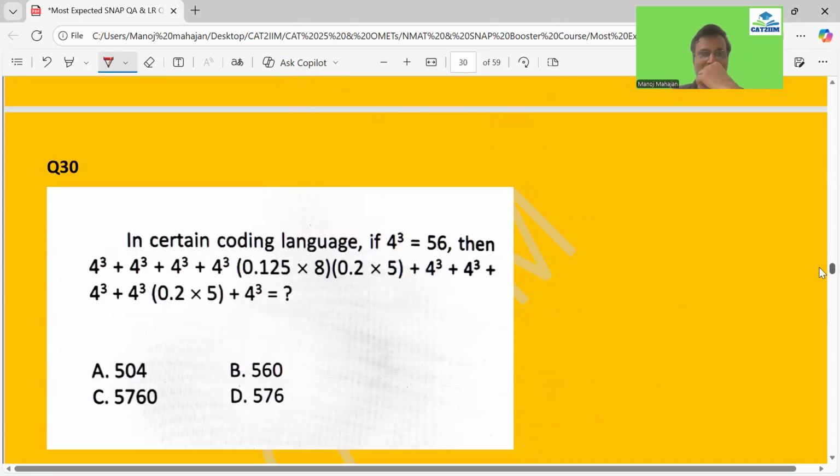Yeah, this is an interesting problem. So you can expect it in the SNAP again. So 4 cube is given as 56. So once, twice, thrice, there's actually 1. So 4 times. This is also 1, right? So once, twice, thrice, 4 times, 5, 6, 7. And this also what? 1. So 8, 9. So 9 times we have 4 cube, right? So let's add 56 9 times, right? So now it appears to be a little easier. So that would be nothing but 504.